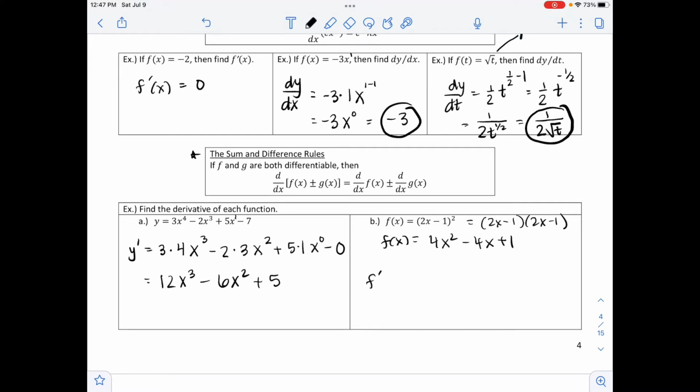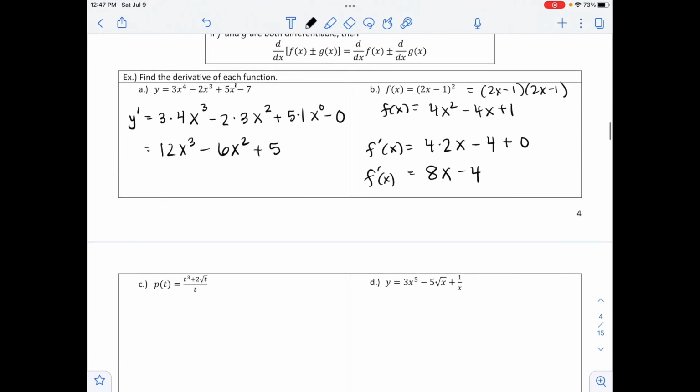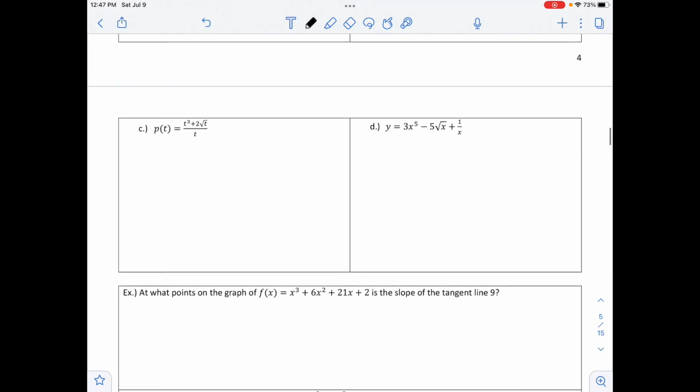And so taking our derivative, I'm going to have 4 times 2x to the first minus 4x to the first is just going to be a minus 4. And then derivative of 1 is 0. So from here we get 8x minus 4. And so that would be the derivative function that we have, our f prime of x. So we have 2 more on the next page.